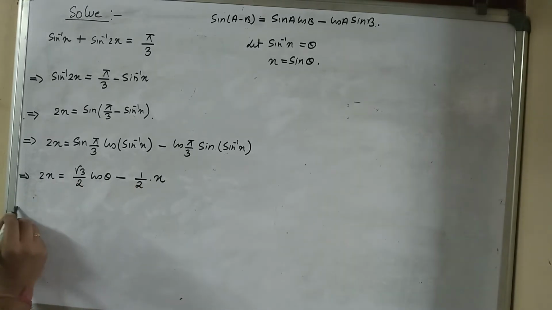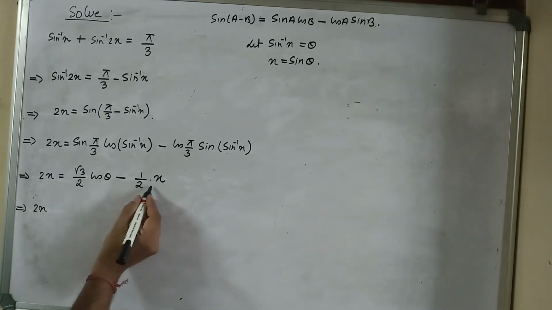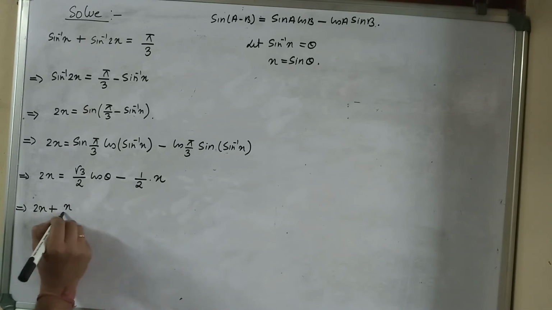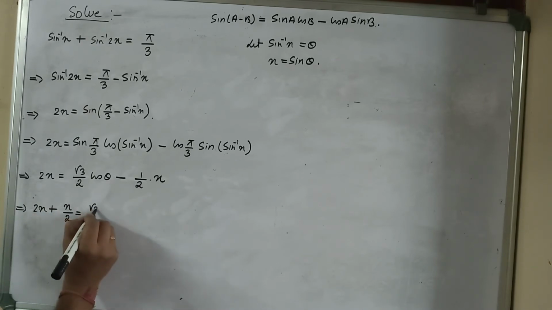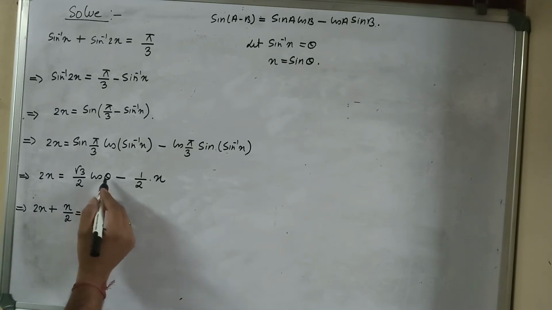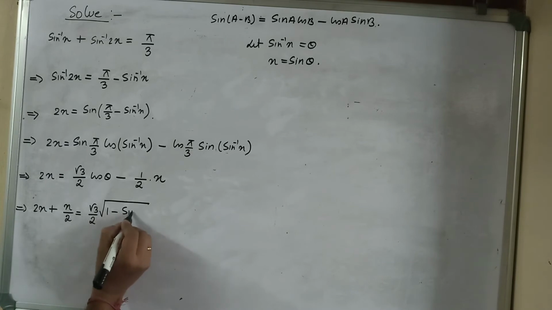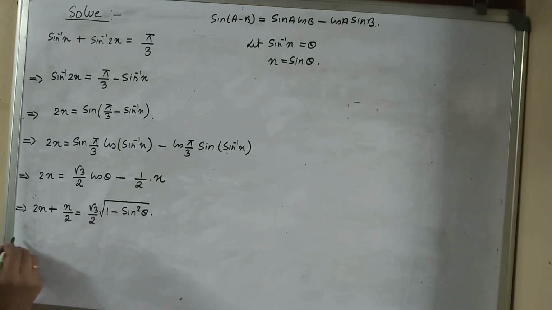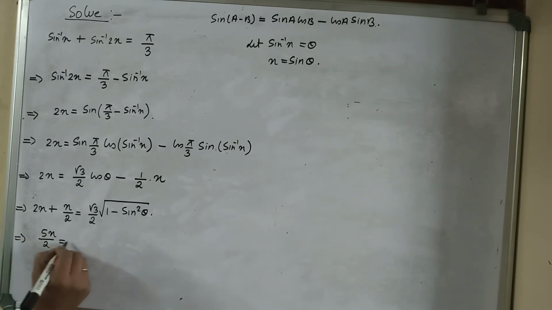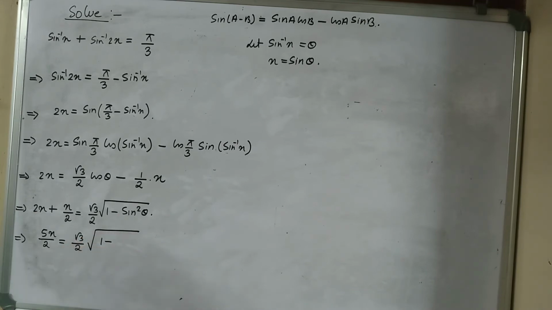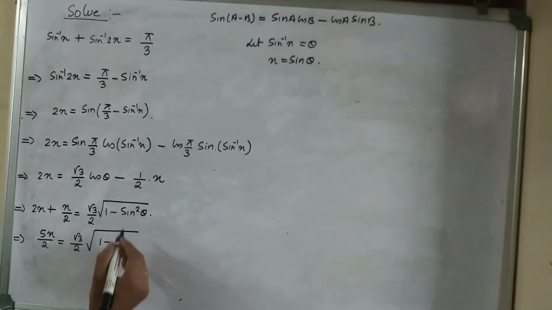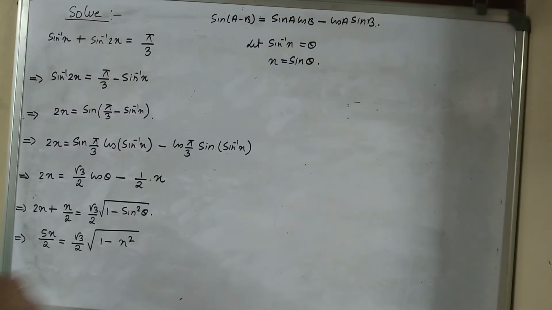I'll write on one side 2x. If I bring this quantity over here, then x by 2 is equal to root 3 upon 2. Next you have to convert this cos in terms of sine. Cos means under root 1 minus sine square theta. Now then take the LCM. 4x plus x will be 5x over 2, equals root 3 upon 2 into root 1 minus. Now sin theta is equal to x, I'll substitute over here. It will be x square.